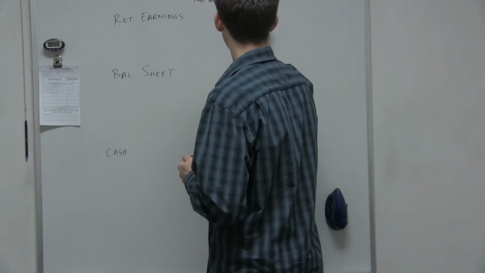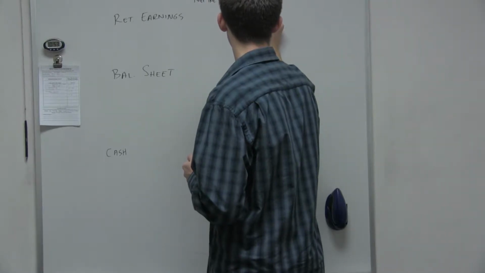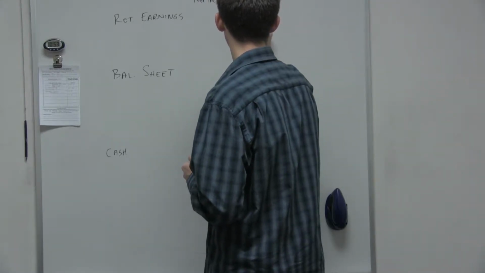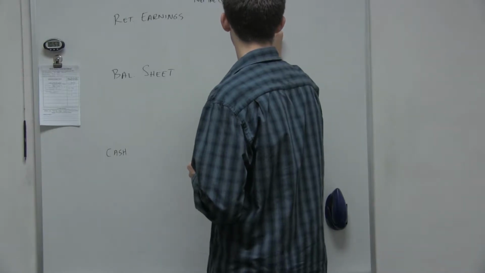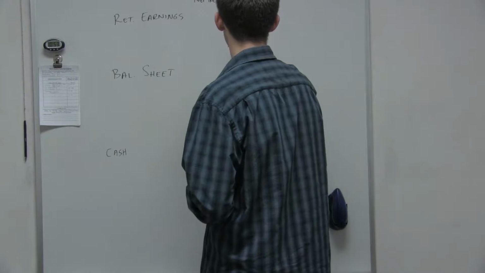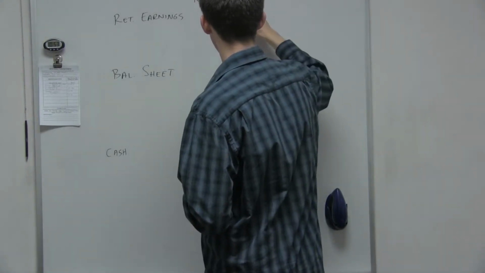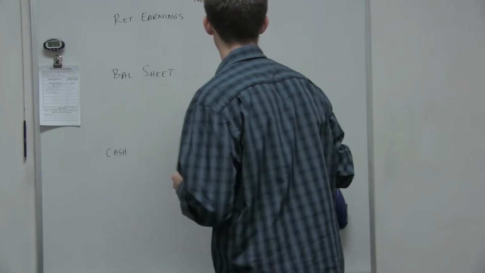And what is the formula for retained earnings? Beginning retained earnings plus your net income minus your dividends gives us retained earnings. I'm just going to draw an arrow so you can see where it goes.